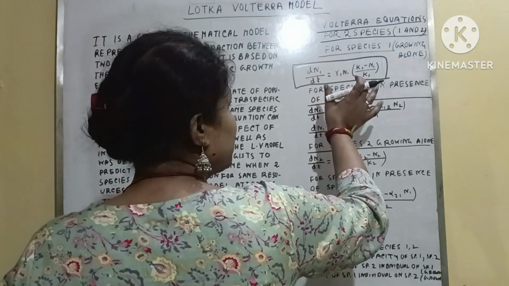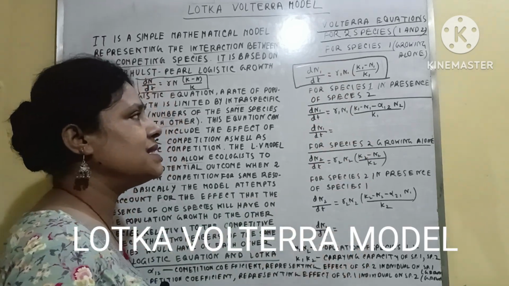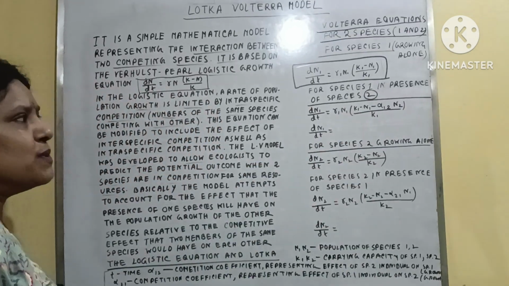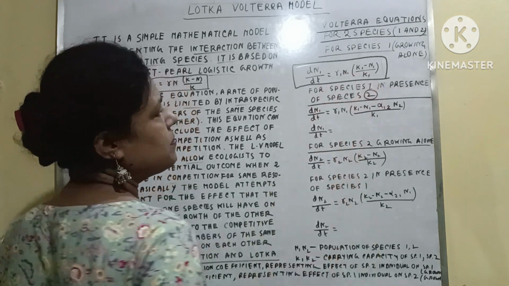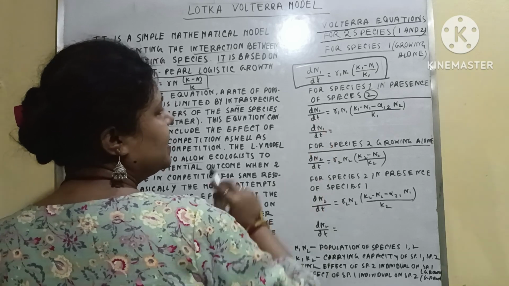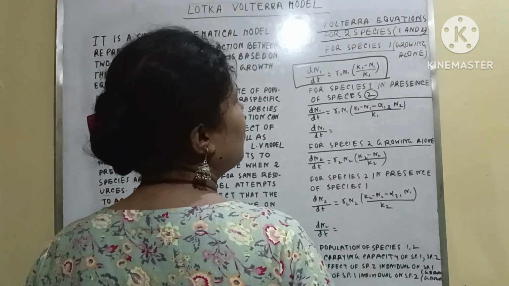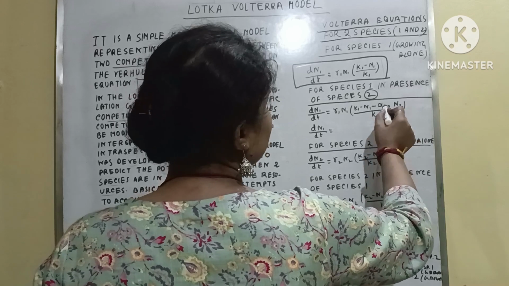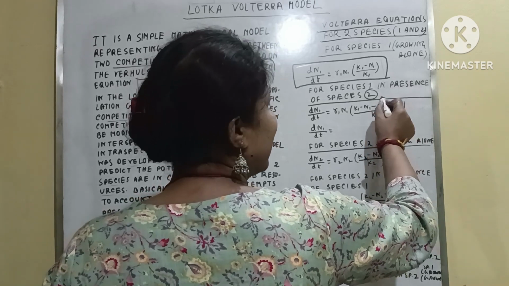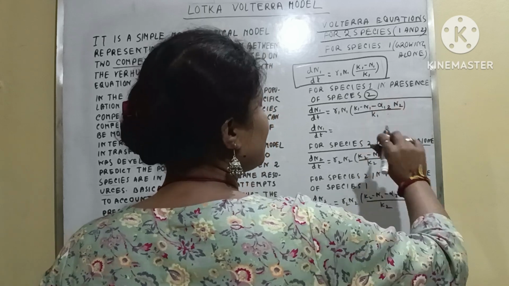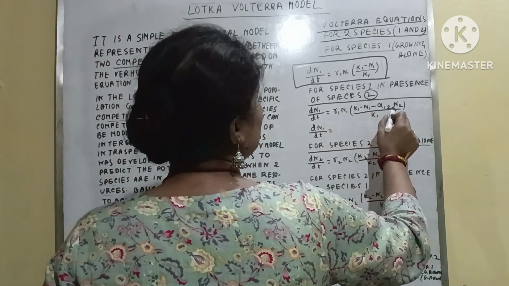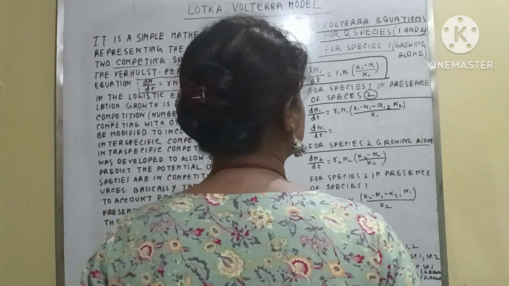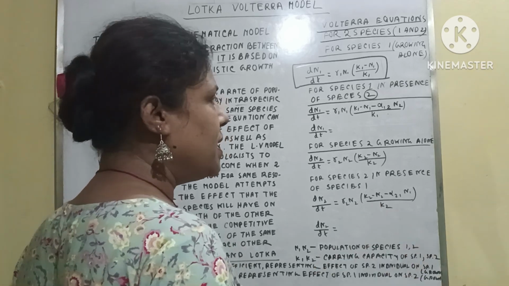Now what happens to the equation if this species is affected by the presence of another species, species 2? In that situation, it will be dN1/dt equals r1 N1 (K1 minus N1 minus alpha12 N2) by K1. Here 1 is for species 1 and 2 for species 2. Alpha12 is a constant, a negative coefficient, which means it never changes. This coefficient means species 1 is affected by the presence of species 2, that's why it is alpha12, not alpha21.